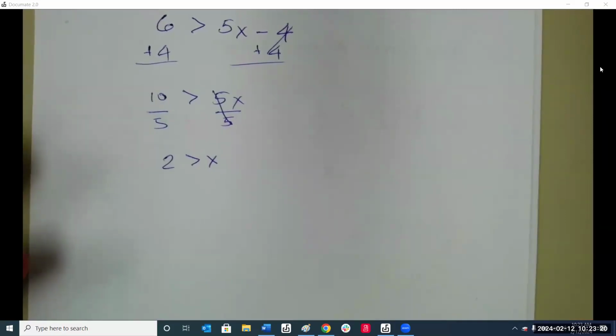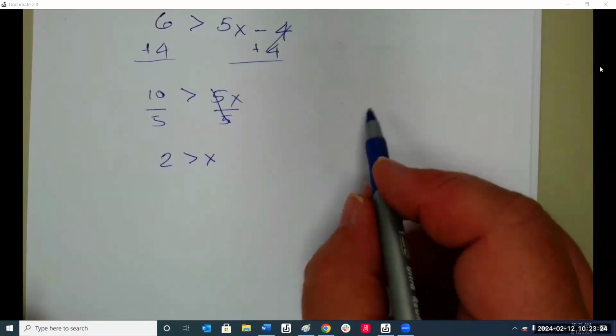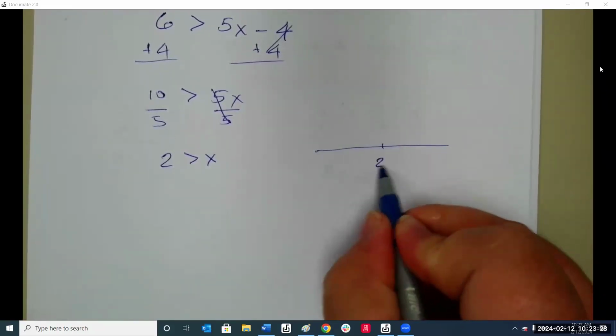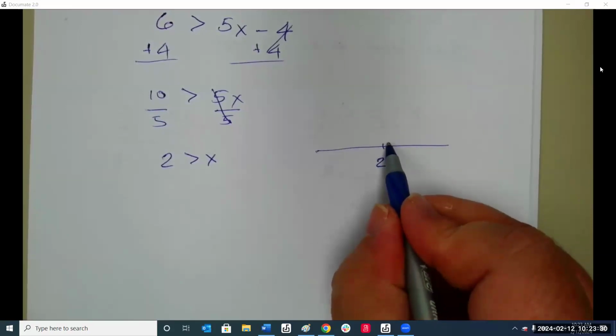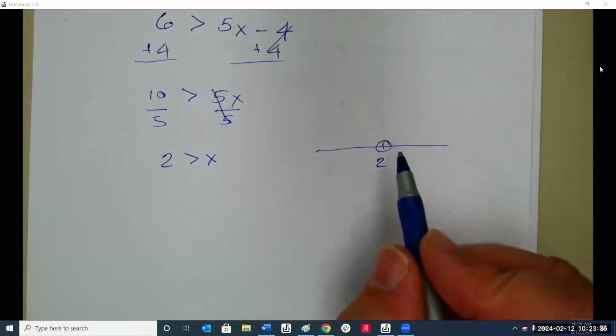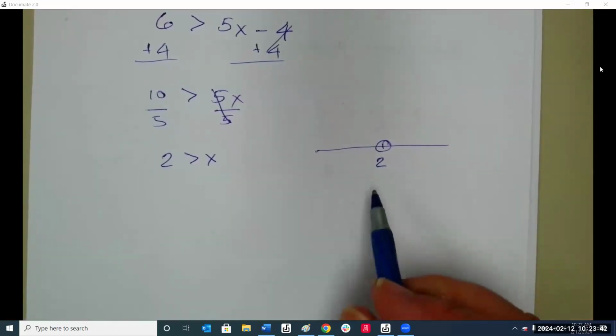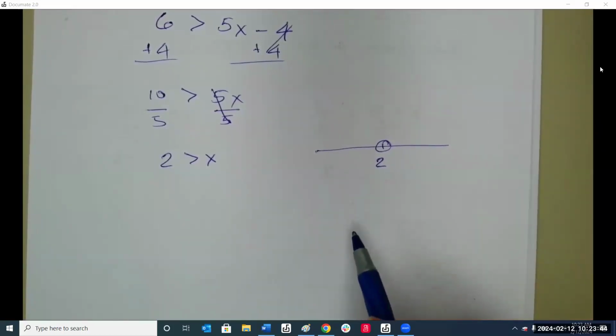Now, you can solve it this way if you want to, but how would you graph it? Yeah, so you have a 2 there. Is it open or closed? You guys are saying the same answer. Do we shade to the right or to the left?